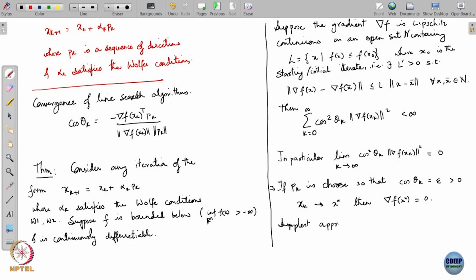The simplest approach to doing that is to take pk to be the negative gradient itself. Then you are collinear with the negative gradient, and in that case the epsilon will be 1, and then the gradient will go to 0. This kind of algorithm is what is called the steepest descent algorithm.